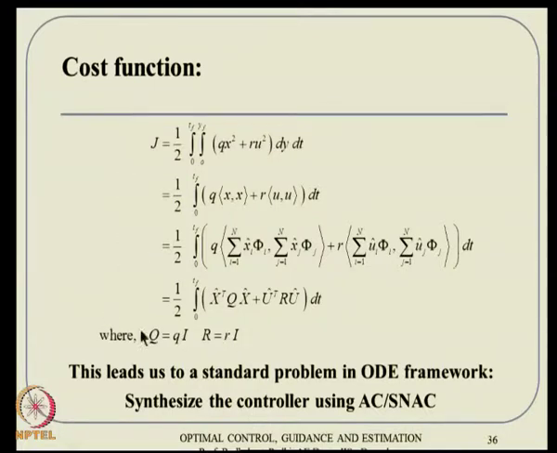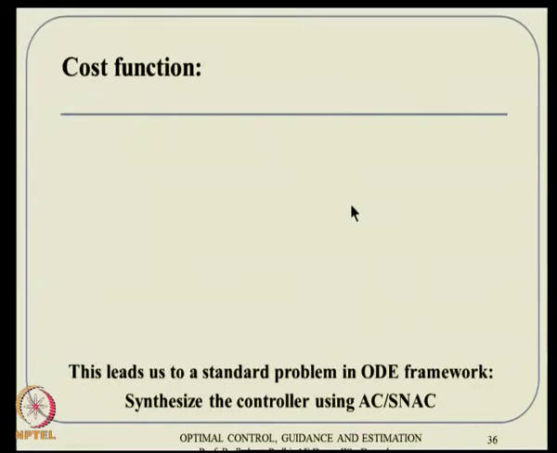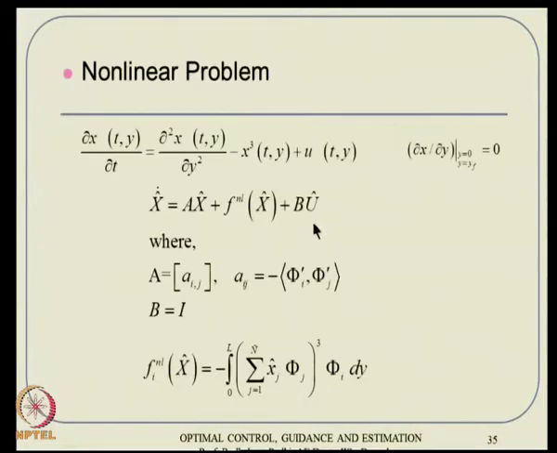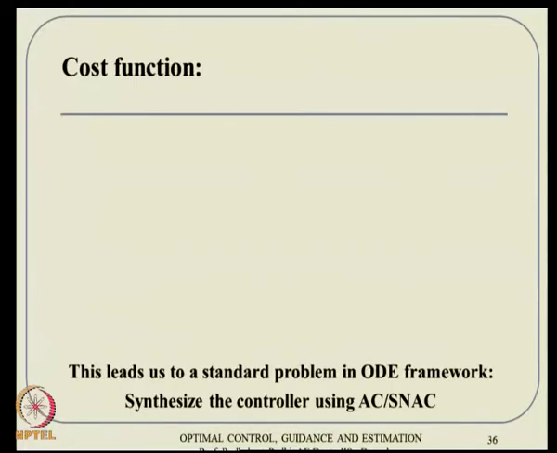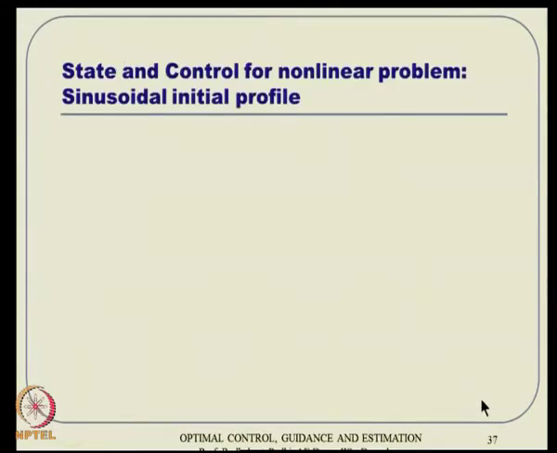So, this J that you see here and this system dynamics that you see here represent a regulator problem, but it is a nonlinear regulator problem. Also, because the PDE is control affine to begin with, it results in control affine nonlinear system dynamics. So, when you have control affine nonlinear system dynamics and a quadratic cost function, you can exploit this idea of adaptive critic, or single network adaptive critic, and get better solutions.